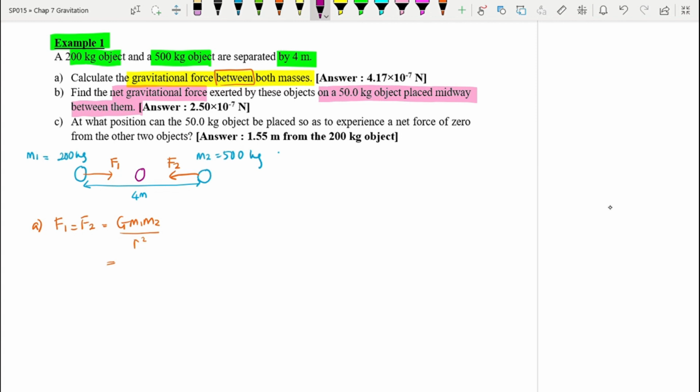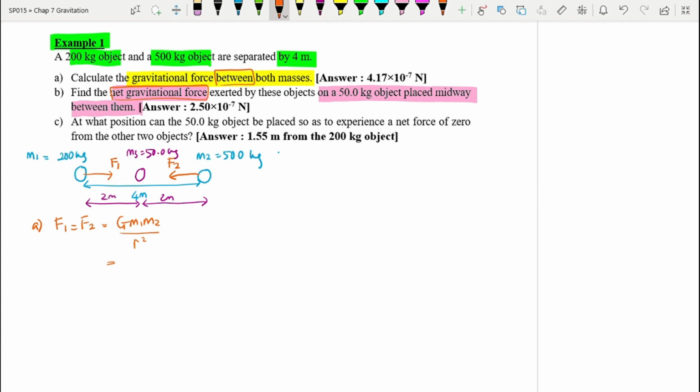Jadi jarak antara objek yang ketiga yang 50 kg ni, kita label as mass 3 lah. Okay, mass 3 is 50.0 kg. So, jarak antara mass 3 kepada mass 1 adalah 2 meter sebab midway. Jarak antara mass 2 dengan mass 3 pun sama, 2 meter. Okay, so dia kata kat sini net gravitational force.